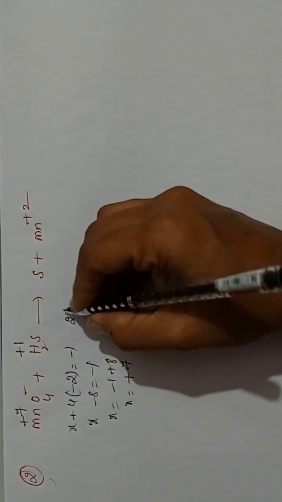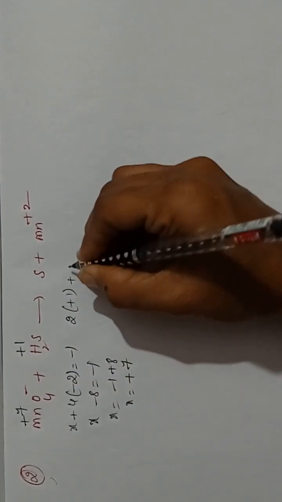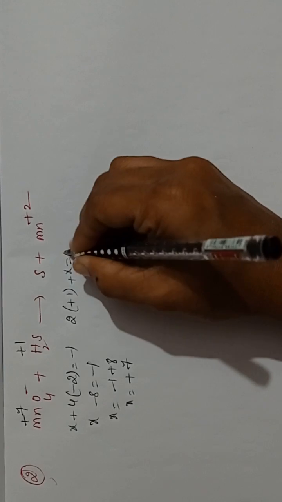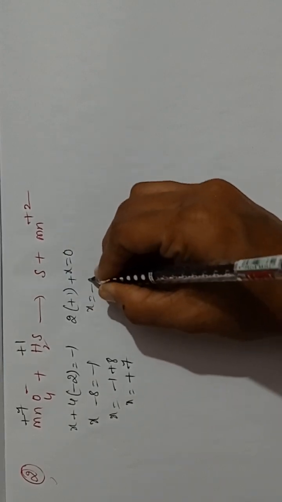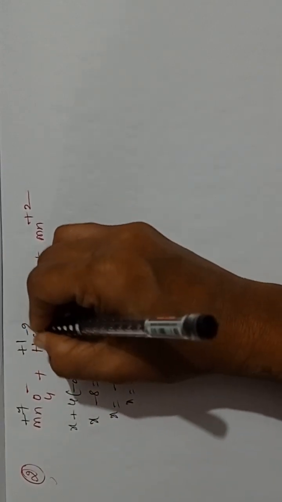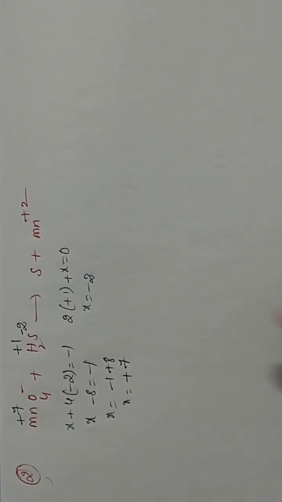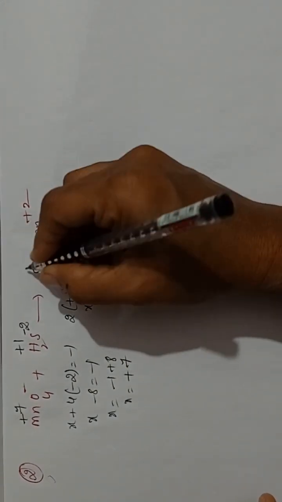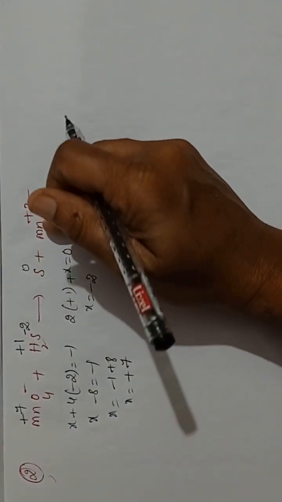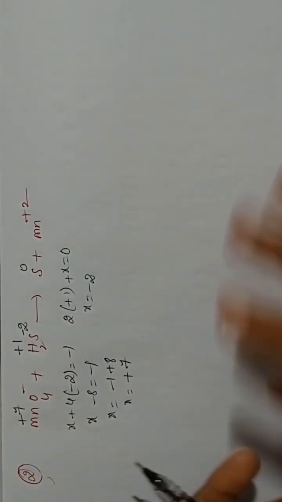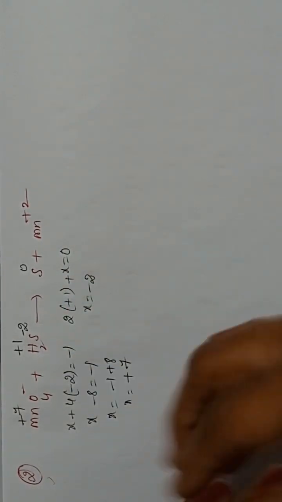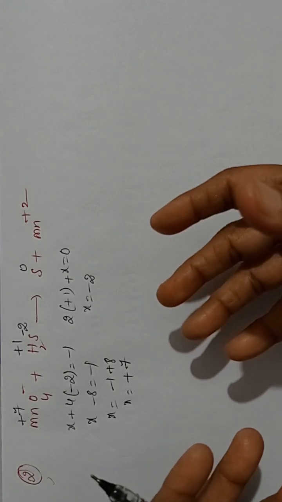You have to find sulfur oxidation number. So 2 into hydrogen, how much? +1. Sulfur I am taking as X, equal to 0. That means X is equal to -2. So what is the oxidation number of sulfur? -2. And sulfur in the elementary form, its oxidation number is 0. Already Mn also given +2. Right. Now what you have to do? You have to identify increase and decrease in the oxidation numbers.